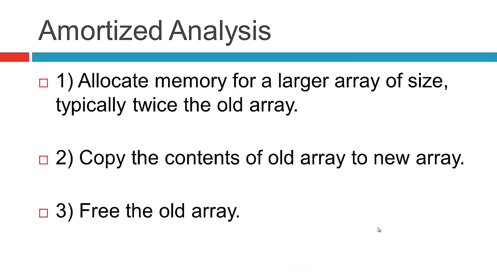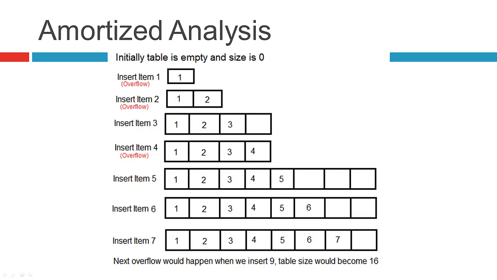So again, what we're going to do is allocate memory for a larger array of size, typically twice the old array, copy the contents of the old array to the new array, and then free the old array. Let's go ahead and see a diagram of this process.